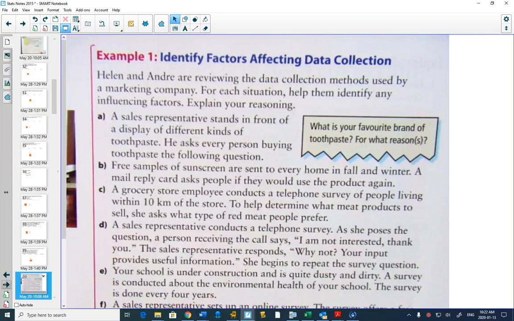Right, the timing in this one, the fact that they do it in fall and winter and say, will you use it again? It's sort of like, it's winter. I'm not using sunscreen very much right now. Okay, part C. Grocery store employee conducts a telephone survey of people living within 10 kilometers of the store. To determine what meat products to sell, she asks them what type of red meat people prefer. Logan.